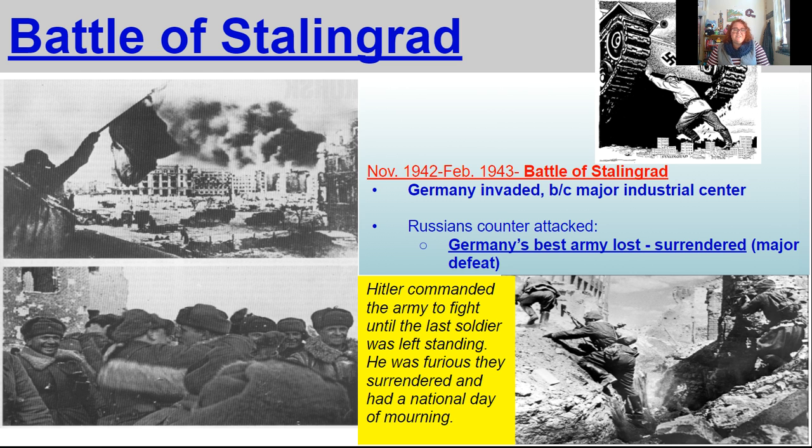So one of the major turning points of World War II was the Battle of Stalingrad. The major turning point in World War II for the European front was the Battle of Stalingrad. So in 1942 to 1943, Germany was hoping to invade this industrial center, a major one for Russia, but they weren't expecting the Russians to be well prepared. Germany sent in their best army and they lost. They had to surrender. It was a major defeat that would give the Allies the hope it needed to continue pushing forward.